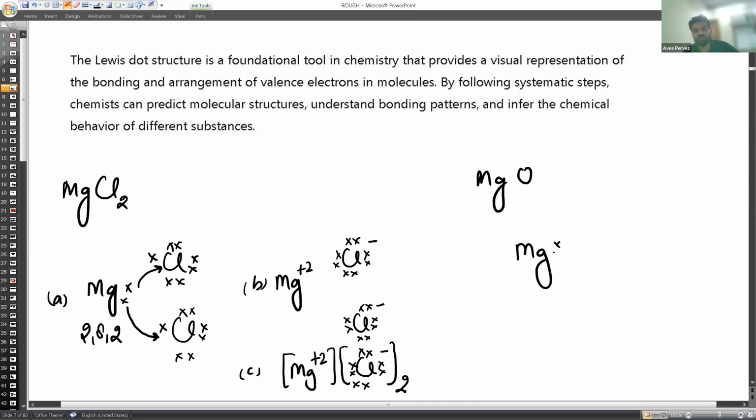And then same, magnesium oxide is Mg2 positive. So Mg has two valencies and oxygen has 1, 2, 3, 4, 5, 6, 6 electrons. So since oxygen has 6 electrons, it wants to acquire 2. So one oxygen atom is sufficient to accept.